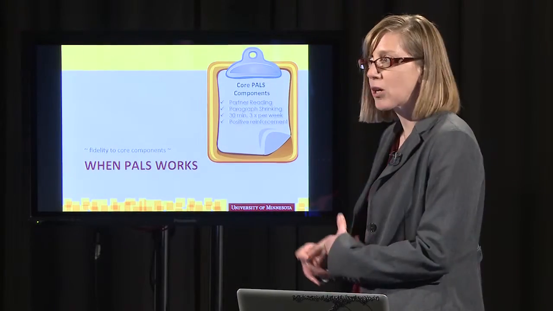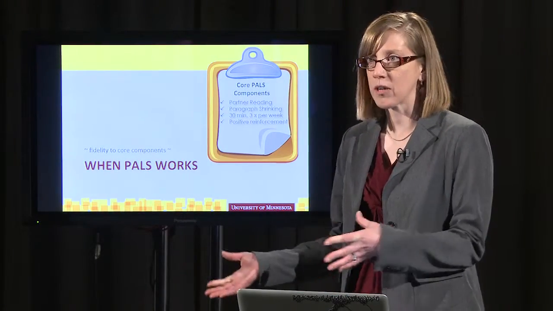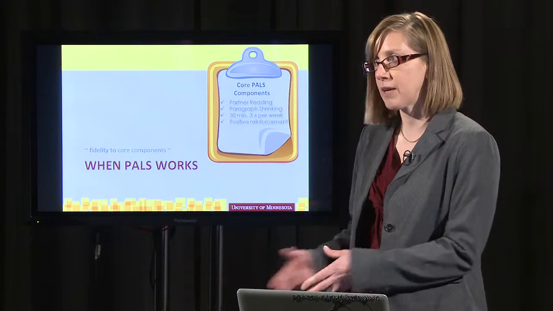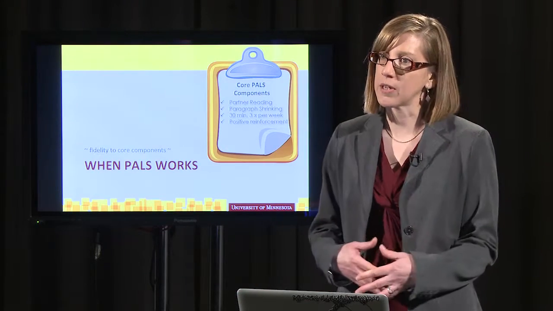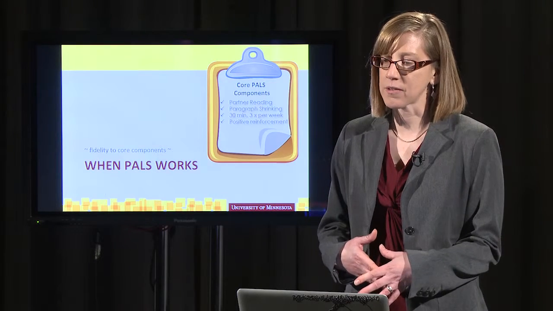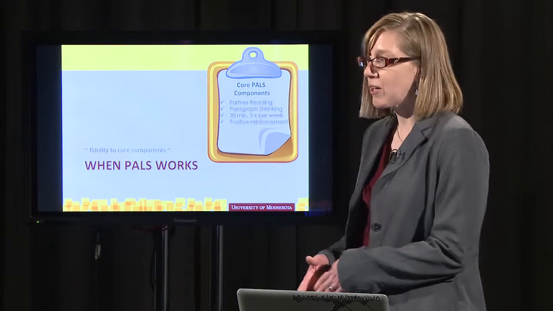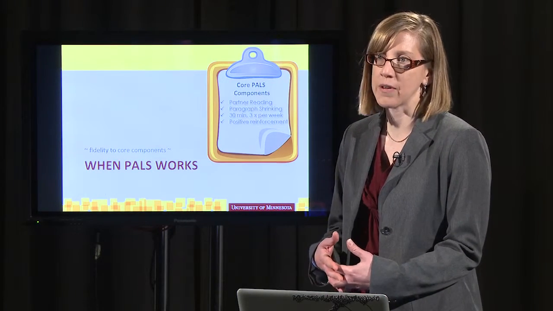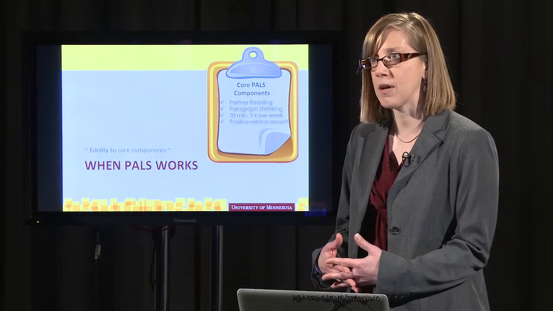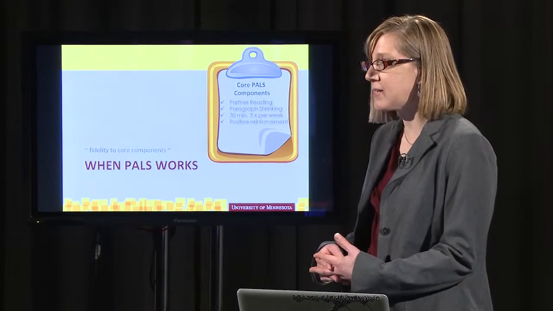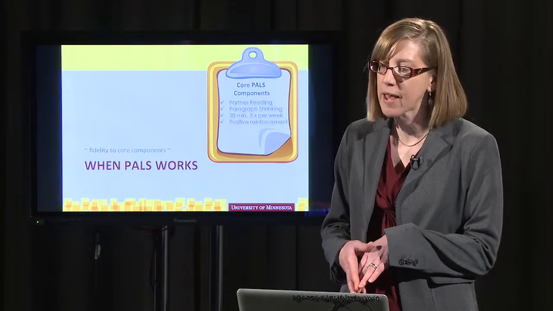So that includes a partner reading component, where the stronger reader models reading fluently for about 5 minutes, and then the weaker reader repeats and reads the same text for 5 minutes. Then they do a paragraph shrinking approach, where they're just reading paragraphs and summarizing those paragraphs to identify the main idea, and there's a very specific way that they do that.